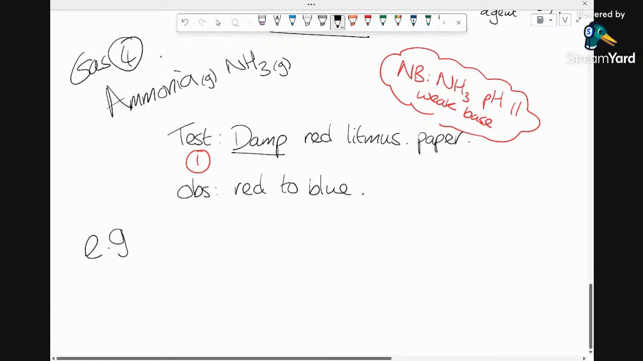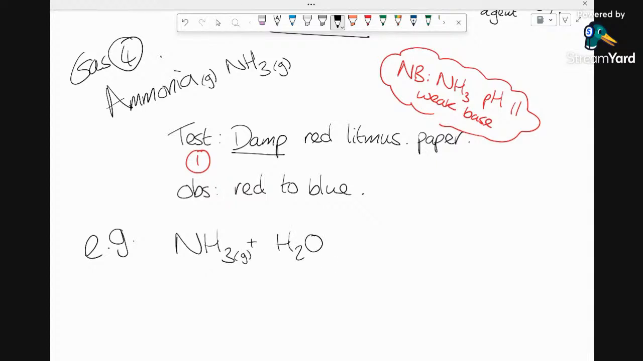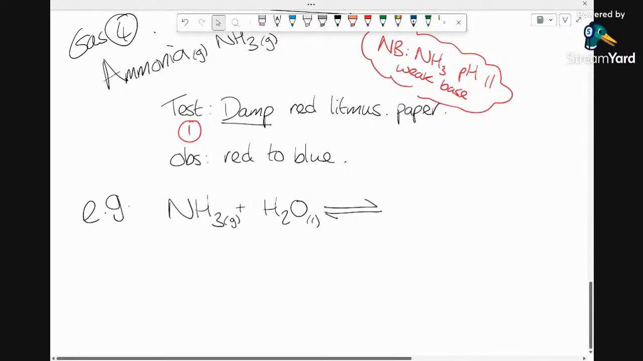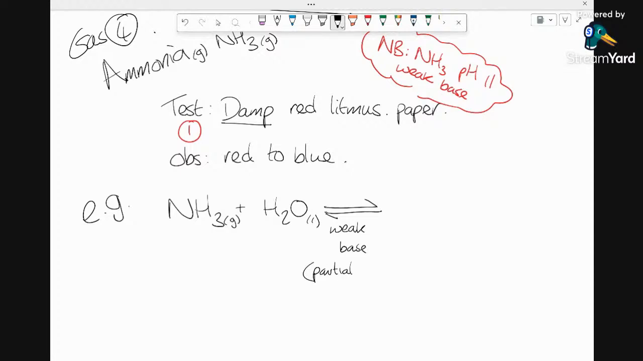Now we need to write our equation. So we've got ammonia, NH3, gas, is going to react with water, H2O, liquid. And now look, it becomes a reversible arrow. Now this reversible arrow is all about it being weak. This is a weak base, so it's reversible. Yeah, this means partially dissociated. Cool. Next. And what's it going to form? It forms ammonium hydroxide, aqueous.